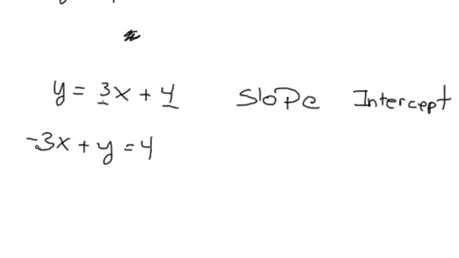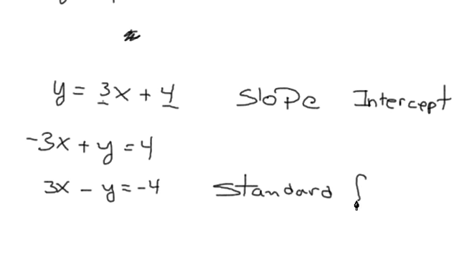What we're going to want to do is multiply through by a negative all the way across. So this becomes 3x minus y is equal to negative 4. This form is the standard form. So they may ask you, given slope-intercept form, write it in standard form. You should be able to take the standard form and find the x-intercept, the y-intercept, connect the points, and find the slope, of course, coming from the standard form.